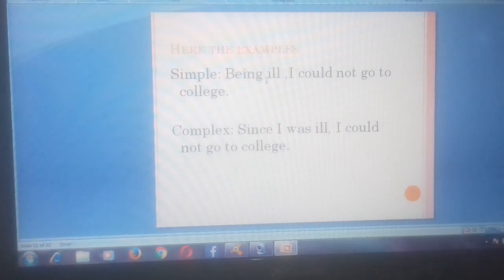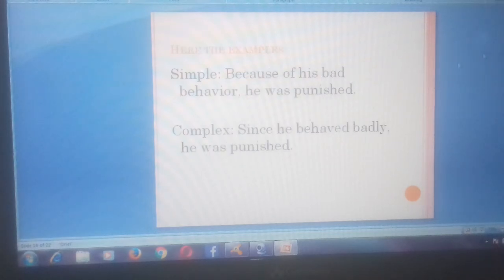Here, "I" has been used twice. So we find two subjects, and in the complex form we have also used two finite verbs. One is "was", another is "go". Similarly, "Because of his bad behavior he was punished." This simple sentence has been transformed into complex, and here we find that in complex we use the sentence, "Since he behaved badly he was punished."